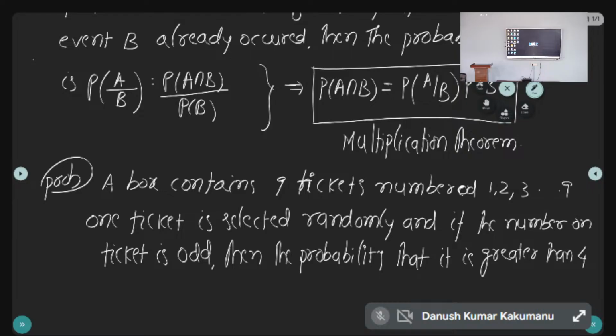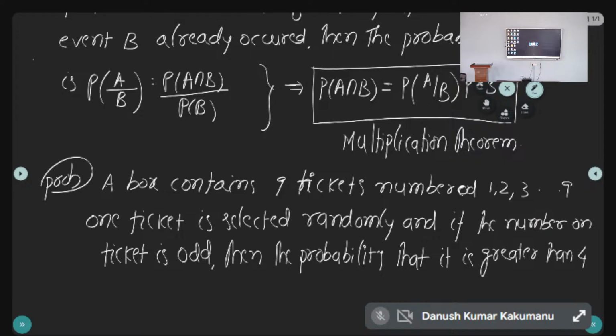The selected ticket is already odd, so only odd numbers I will take as the denominator. No need to take all 9 numbers. How many odd numbers out of 9? 1, 3, 5, 7, 9. There are 5 odd numbers, so 5 goes to the denominator. Now the numerator is a part of the denominator. Among those 5 numbers, how many are greater than 4? 1 and 3 are not greater than 4. 5, 7, 9: 3. So 3 by 5 is my answer.